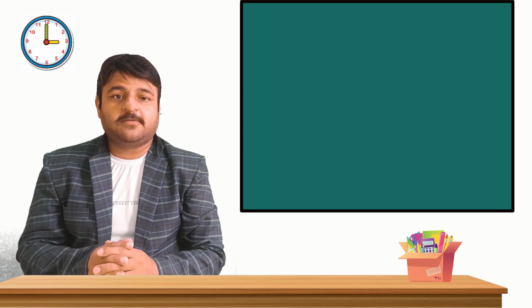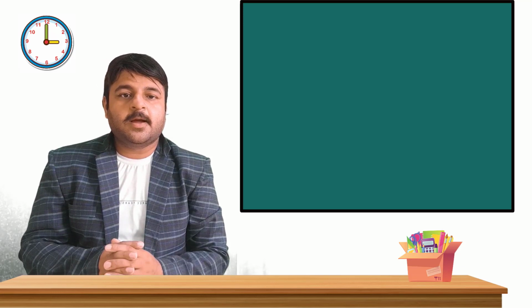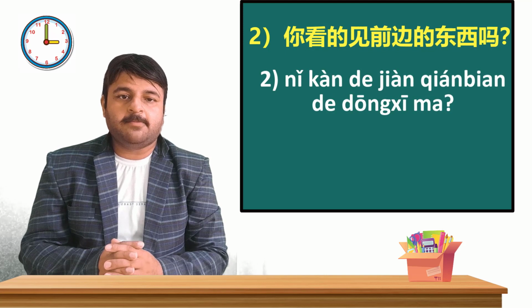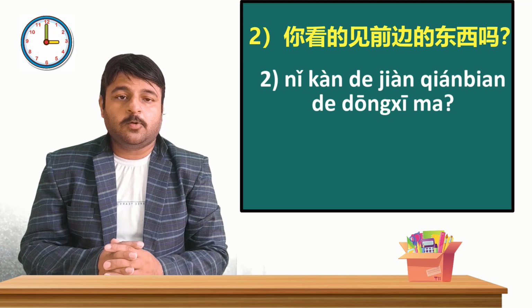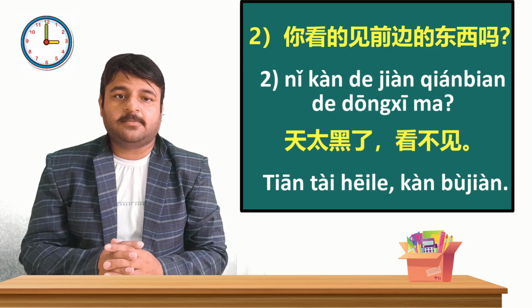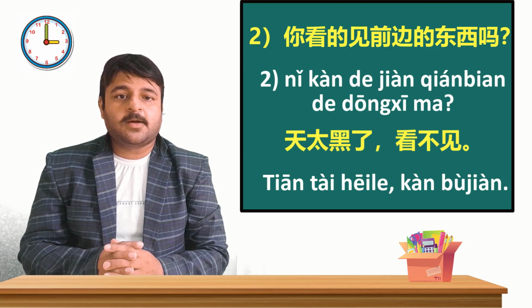Moving on to the second sentence of substitution drills. Let us read out the following sentences. 你看得见前面的东西吗? 看得见. Were you able to see or view? 前边 in front. 东西 things. Are you able to see the things in front? 天太黑了. The day is dark or it is dark. 看不见 cannot see. This is the negative form of potential complement.